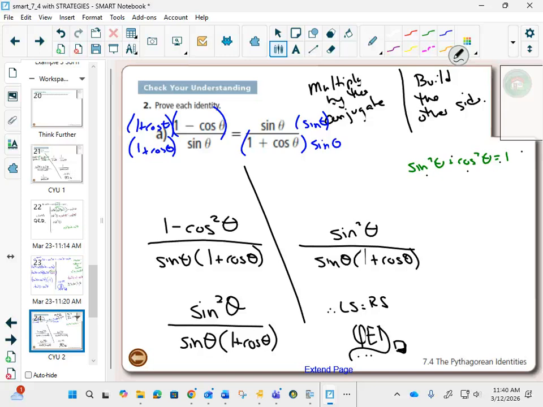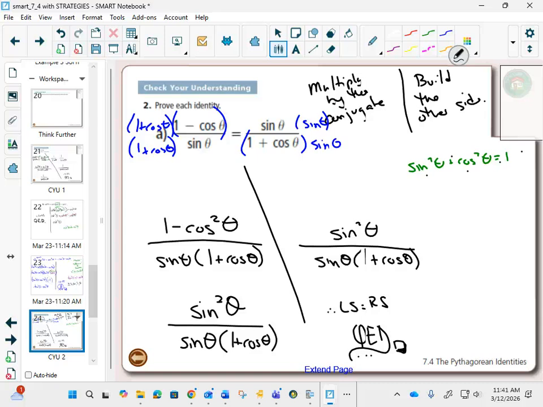This is building the other side. You've done all your other strategies and you're stuck. And we're going to find out, if you've done all your other strategies and you're stuck, you probably either have to factor, which we saw just before, or build the other side.